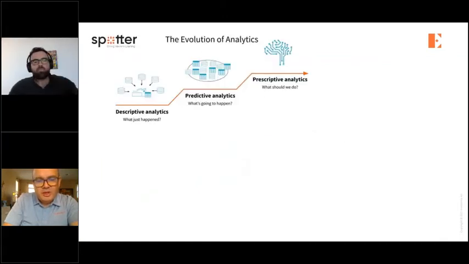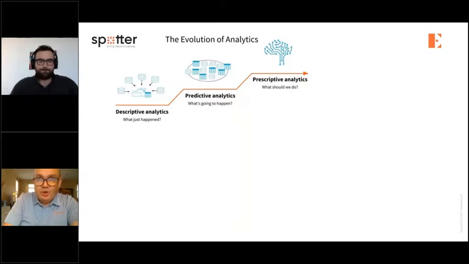Basically, just to give you a little bit of context, machine learning can do three things. It can do descriptive analytics. Basically, it will tell you what just happened, right? So it will look at what happened and try to analyze it, and to understand what just happened.